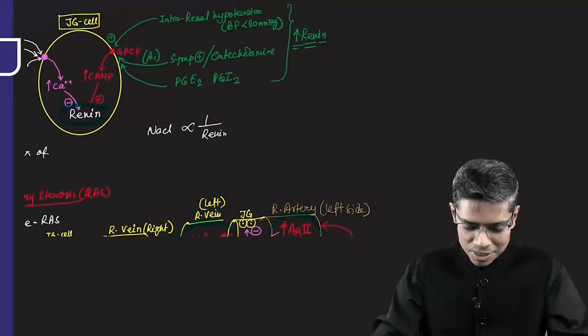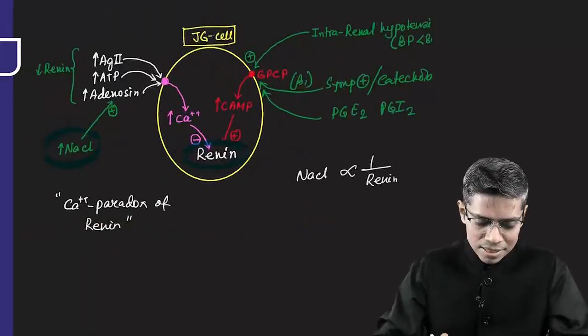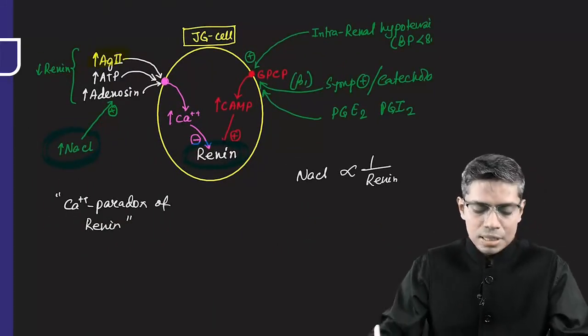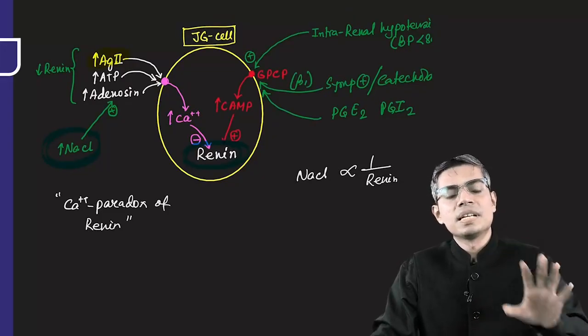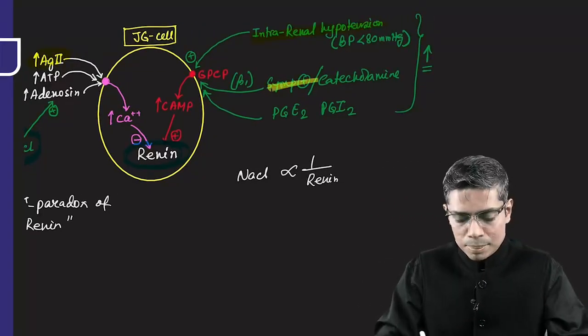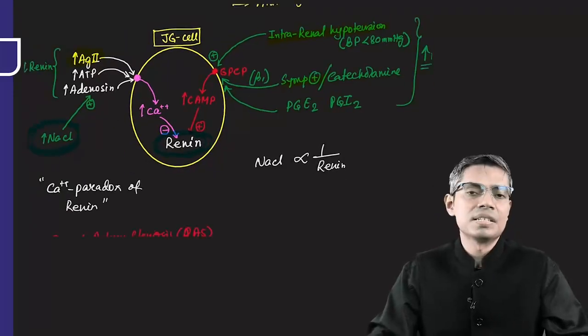Right, now we have understood about the JG cell, how it is functioning. That's why I was telling you to please remember this important point, that angiotensin 2 is an inhibitor for renin secretion, and intrarenal hypotension and sympathetic stimulation are stimuli for the JG cell for renin secretion. Right, now after this JG cell mechanism, we are going to understand the mechanism which is operated at the level of the macula densa cell.